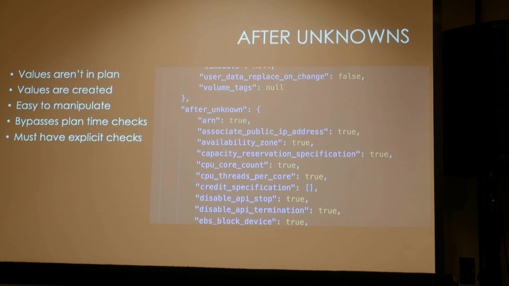The only problem with that is there's something called after unknowns. I talked about there's a dependency tree that Terraform creates that basically says, if this, then that, do this, then this. But there's certain values that can't be known until they're created. ARNs are a classic example. And so what happens is they become what's called after unknowns. If you look in a plan file for any resource, there's a block that says after unknown. And if that value is true, basically it's not going to be a value that's in that plan.